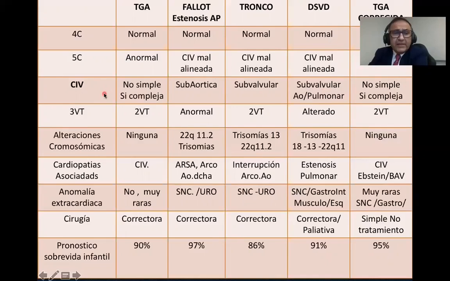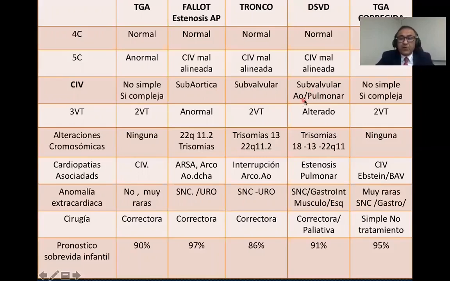There is a ventricular septal defect in transposition of the great arteries. In simple transposition, there is no defect. In complex transposition of the great arteries, there may be a defect. There is a ventricular septal defect. In the others, in Tetralogy of Fallot, there is a subaortic defect. In double outlet right ventricle, there is a subvalvular defect. In truncus, in double outlet, there is a subvalvular defect which can be aortic or pulmonary.